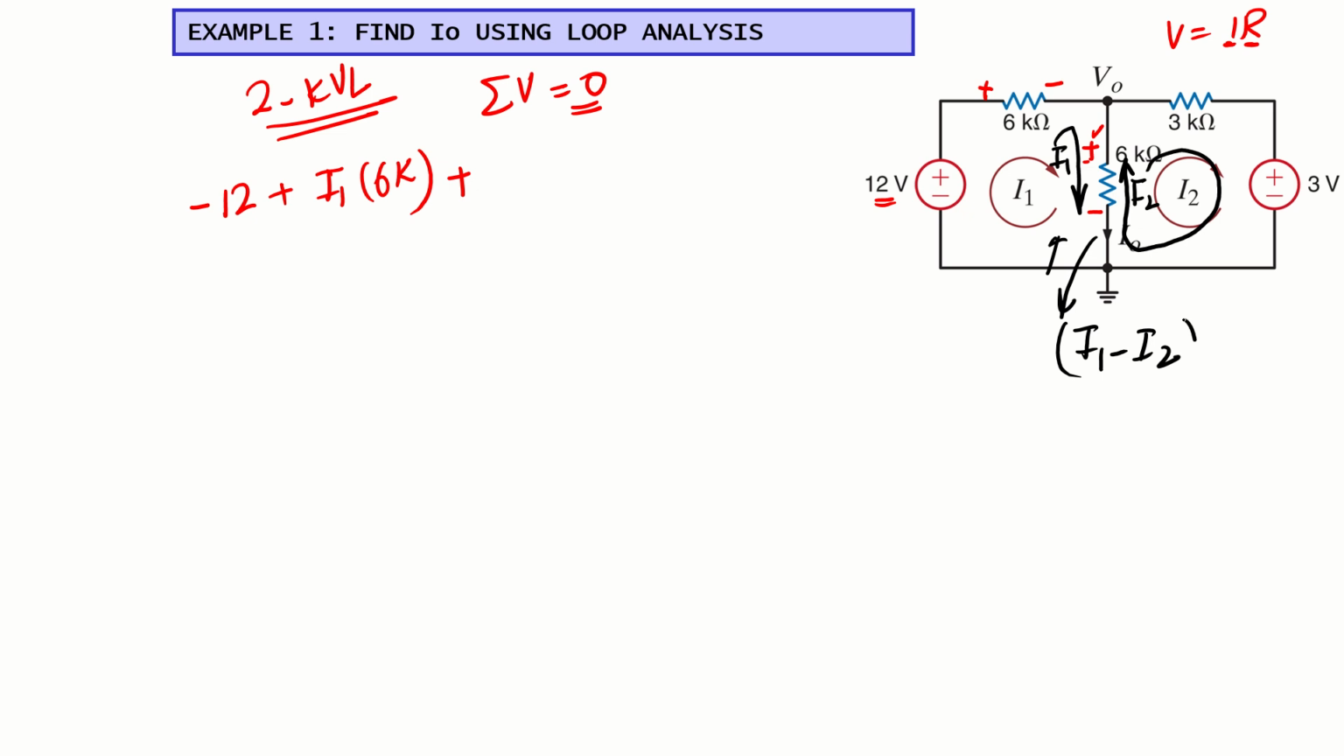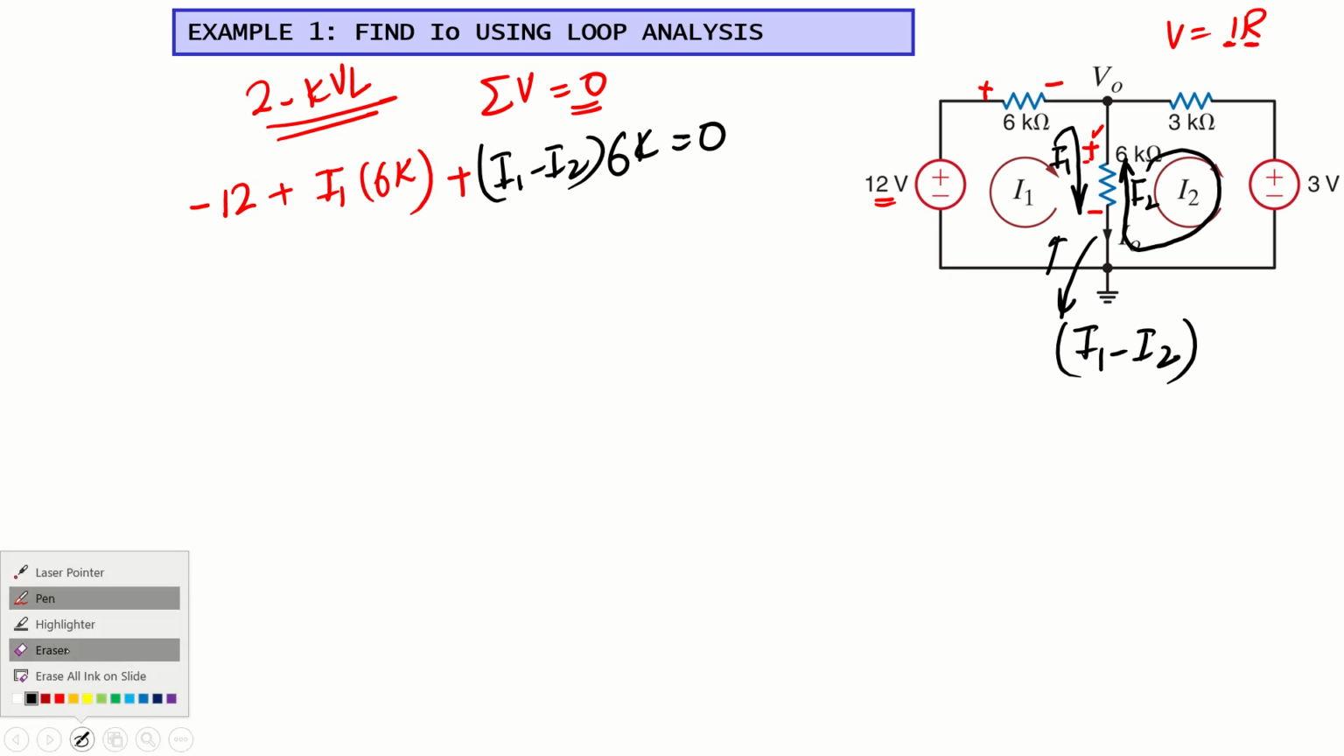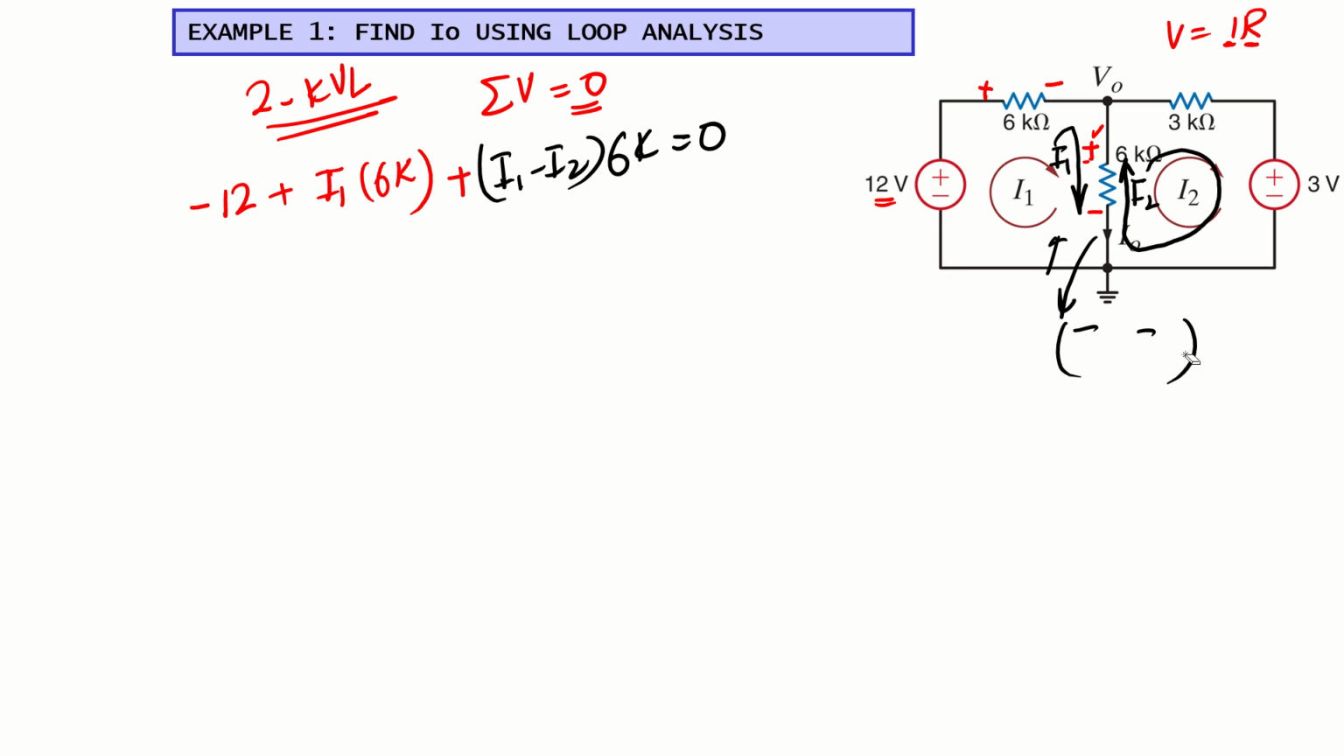Whenever a resistive branch is shared between two loops, the current through it will be the difference of the loop currents. So I can say that through the 6 kilo ohm, the current is I1 minus I2 times the resistor value, that is 6K, is equal to 0. So this is our equation for the first loop. Once we are done with this, we will move to the second loop.